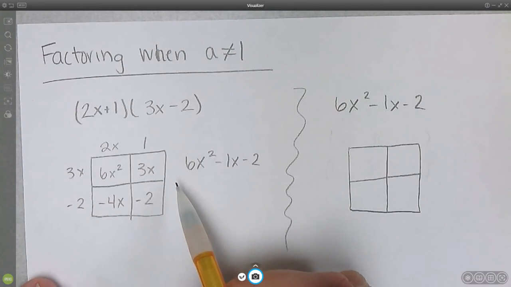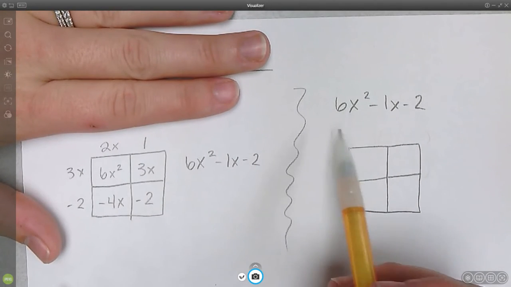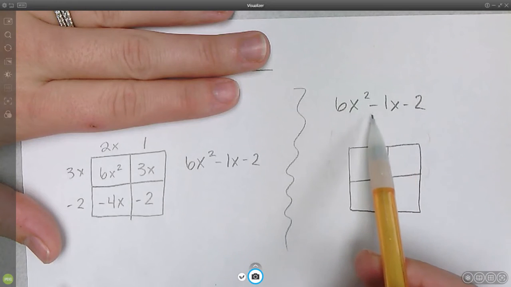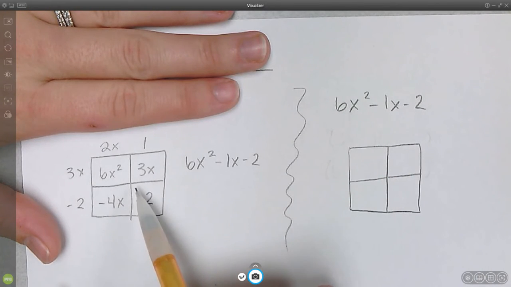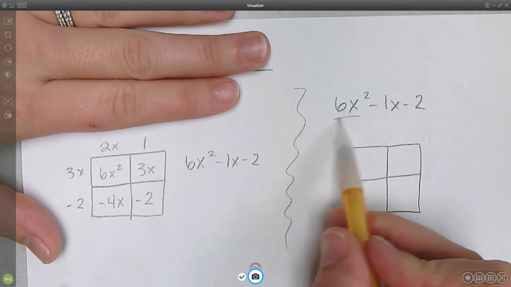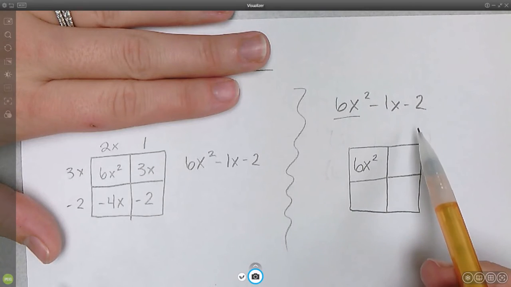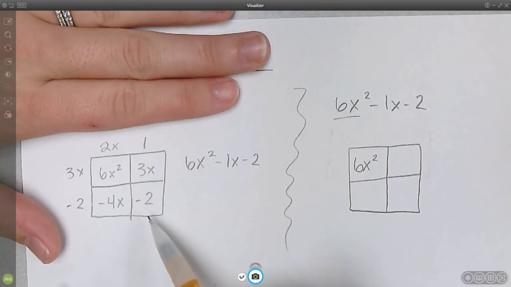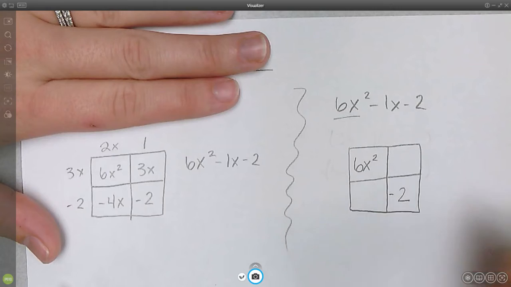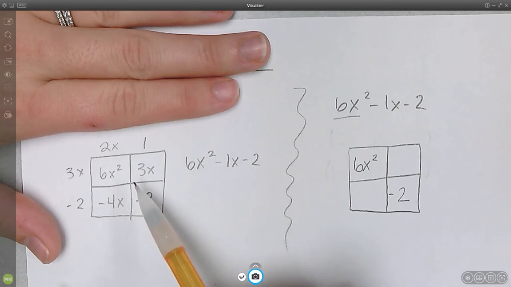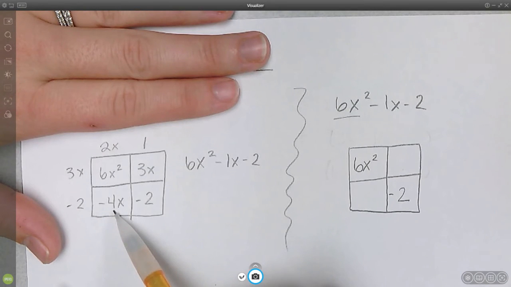If you look back over at this problem, let me get rid of this. Do you see anything from this that is in this box? Well, this first term will always go in the top left. This last term always goes in the bottom right. So now we have to figure out what goes here. We know, just because we already did the problem, that we have a 3x and a negative 4x.